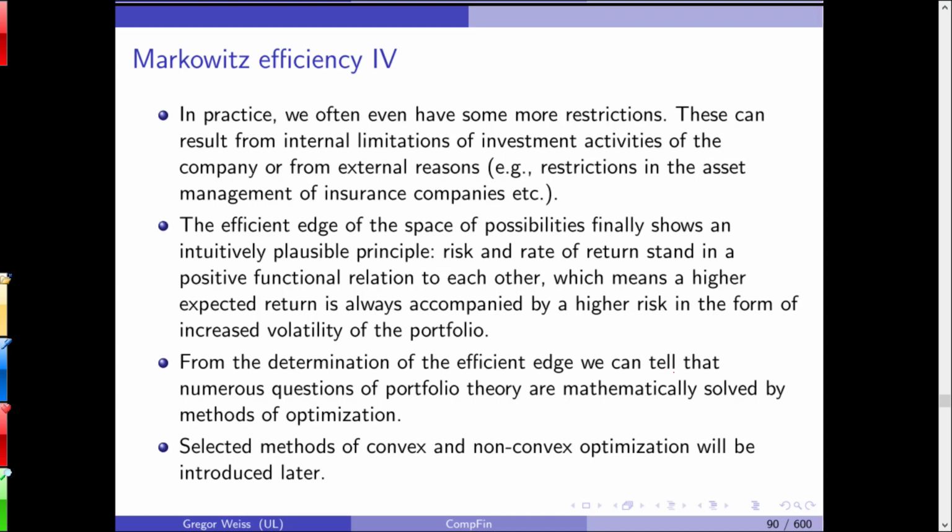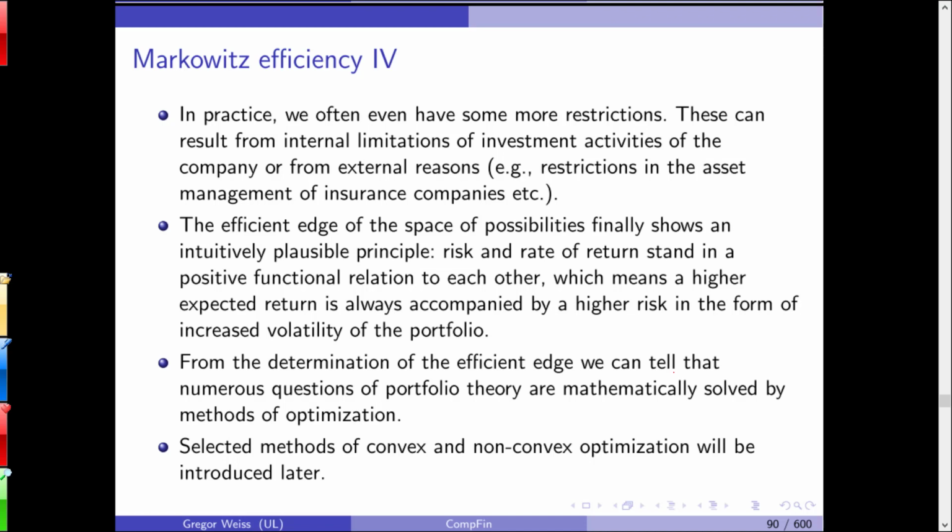Then the efficient edge shows an intuitively very plausible principle. Risk and the rate of return, risk and return always go in parallel. If you want a higher return, you need to accept higher risk. Otherwise, you would get a free lunch, or you would unnecessarily lose money, even give someone else a free lunch. So this is why the efficient frontier marks all those portfolios as inefficient if you have the same variance and different expected returns, or the other way around, vice versa.